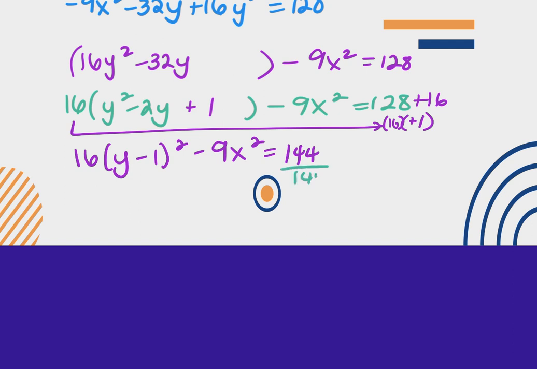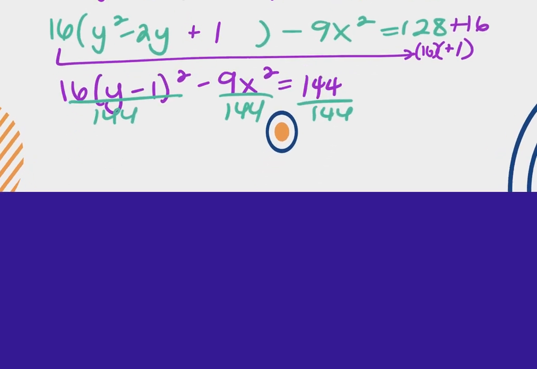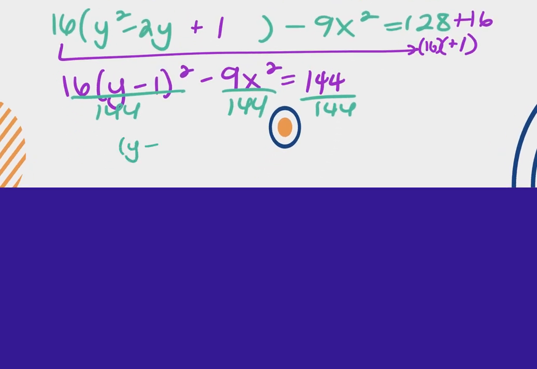And divide everything by 144. Y minus 1 squared, this is 9. X squared, this is 16.